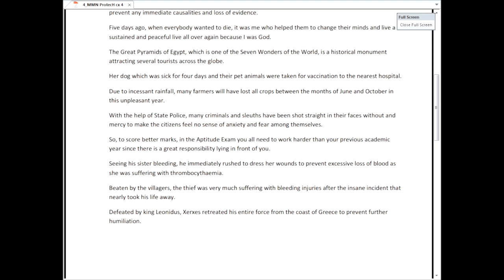So I want you to understand and tell me right away, ये phrase of adverb कहाँ तक end होता है, okay? Seeing his sister bleeding, he immediately rushed to dress her wounds to prevent excessive loss of blood as she was suffering with thrombocythemia. Okay, now that's a big word. Thrombocythemia एक disease होता है जिसमें blood loss ज़्यादा हो जाता है छोटे injuries पर भी. So that's a blood medical condition called thrombocythemia. Can you actually pronounce that? Thrombocythemia.